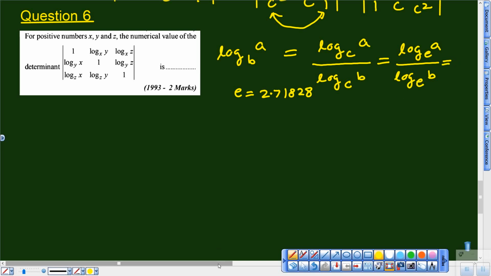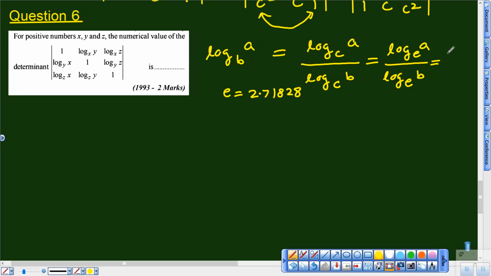The beauty about this base is that this is known as natural log, and thus we have a very simple symbol for this, ln a upon ln b, that is natural log. Read it natural log a, natural log b. So I don't have the obligation to write the base once the base is e, and we can write it as ln, not log. So finally, log of any number to the base any number can be written as ln of argument upon ln of base. So let us start with the determinant given.